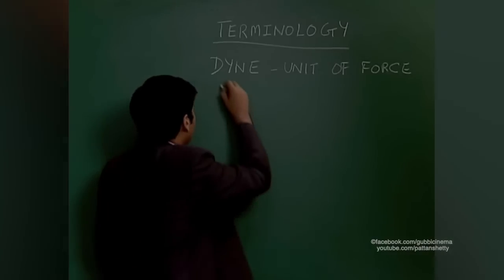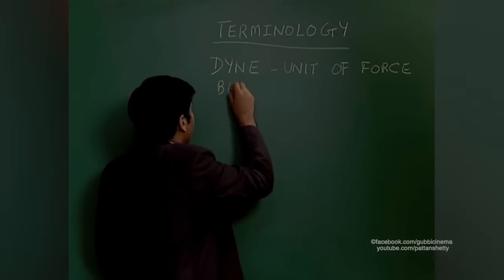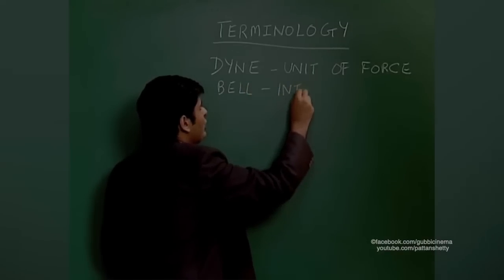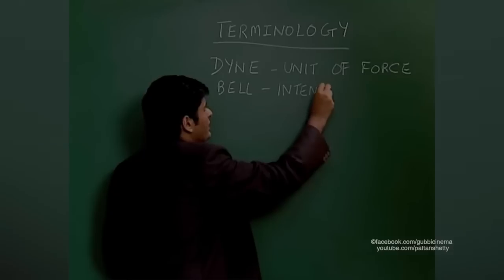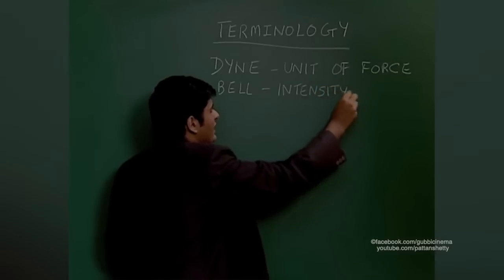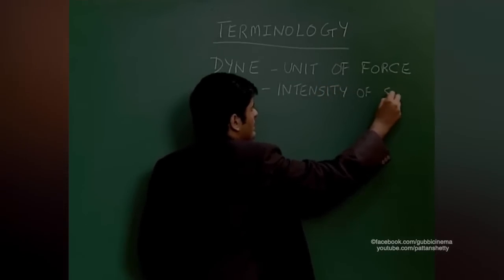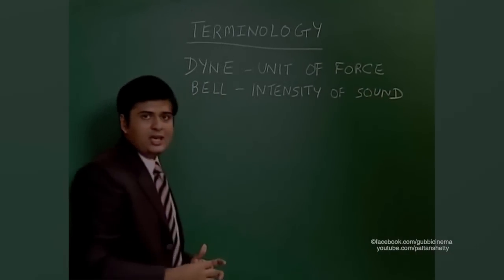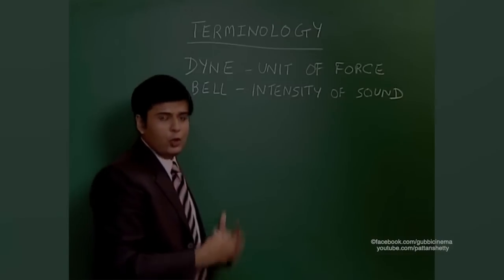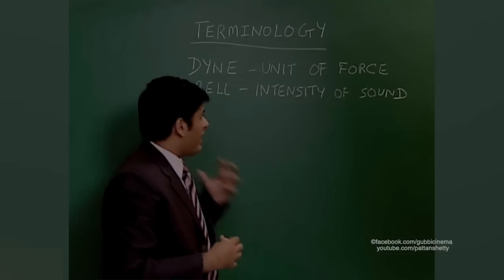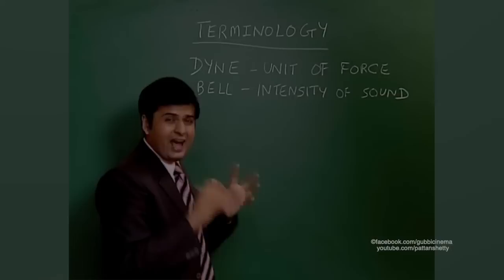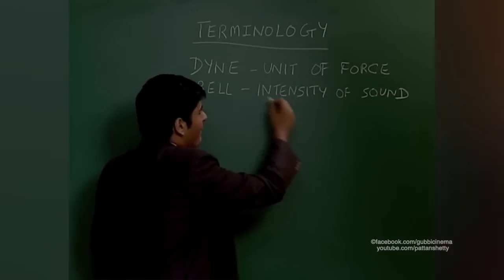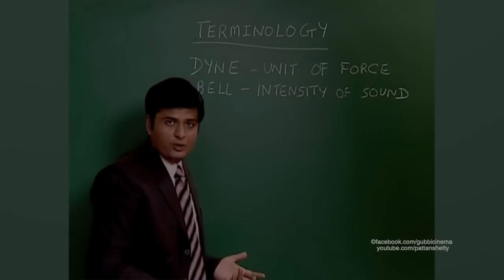For example, bell is used to measure the intensity of sound. It is a unit to measure the intensity of sound. How do you remember? Very simple. Visualize that the bell in your school or college or wherever you are studying rings with an intense sound. Tang, lang, lang, lang, lang. It's really horrifying and deafening. That means bell measures the intensity of sound.